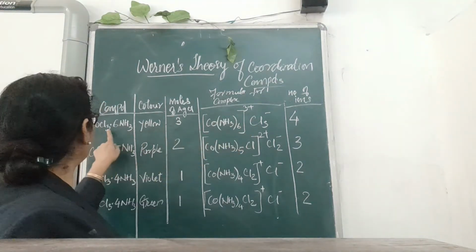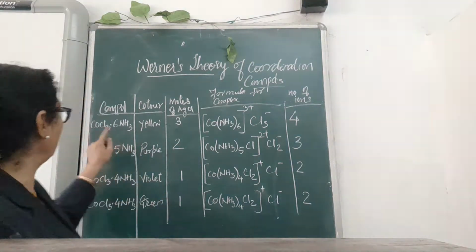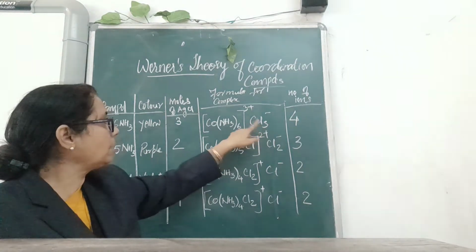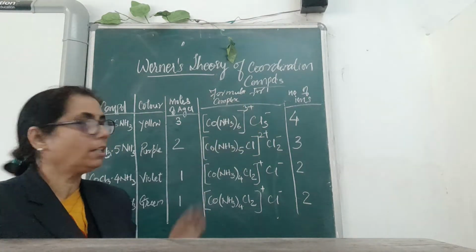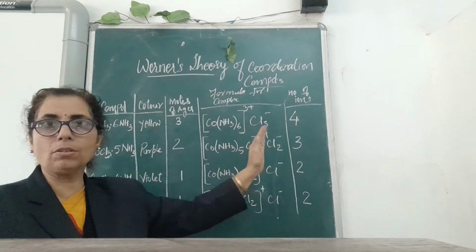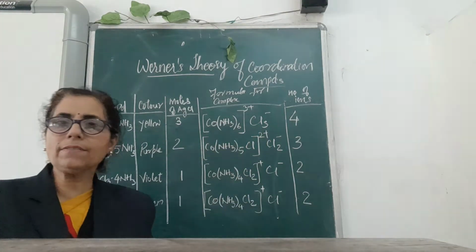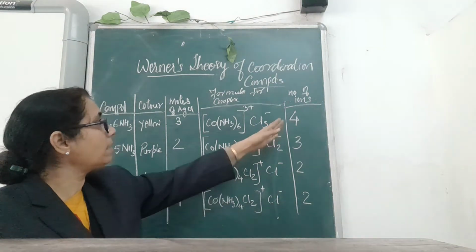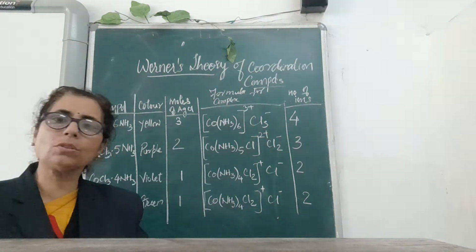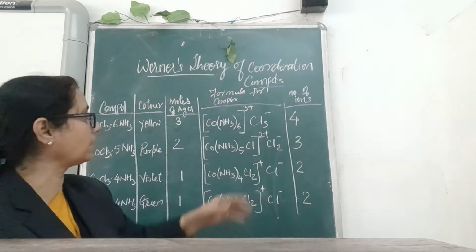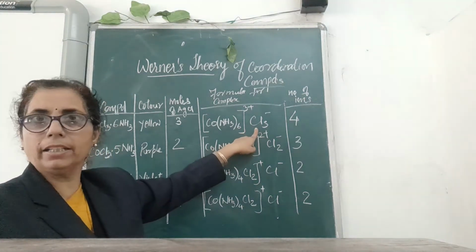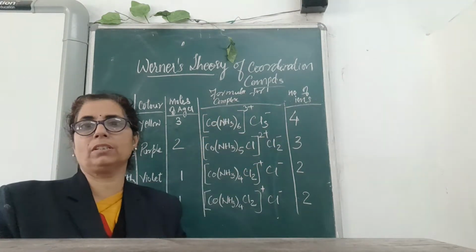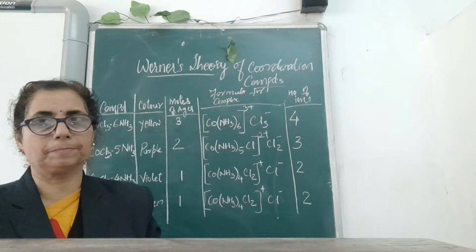And the 3 chlorines which were present here have been precipitated, written here as 3Cl with a negative charge. That means these 3 chlorines have come out of the complex and reacted with silver nitrate. Now in the last column you see the number of ions. The total number of ions present in this complex is 3 chloride ions and 1 complex ion, that is a total of 4 ions.